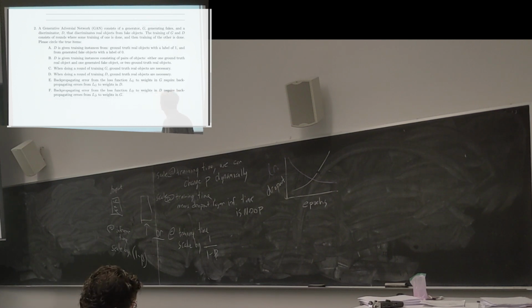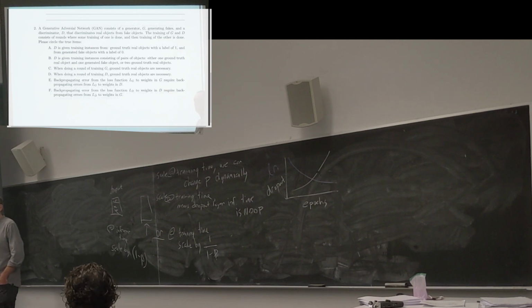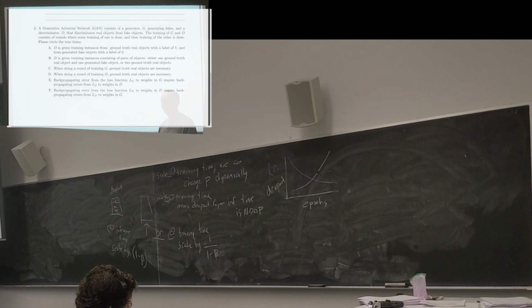C: When you're doing a round of training G, the generator, you need real objects. Yes or no? You don't need a real object because all you basically are trying to do is say, did I fool the discriminator? If you did fool the discriminator, your loss is low. And if you didn't, your loss is high. And you're going to backpropagate.